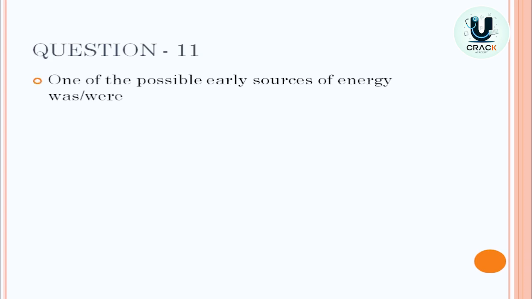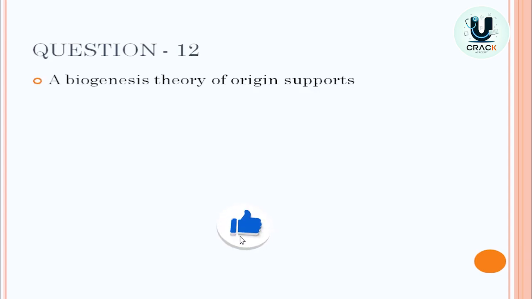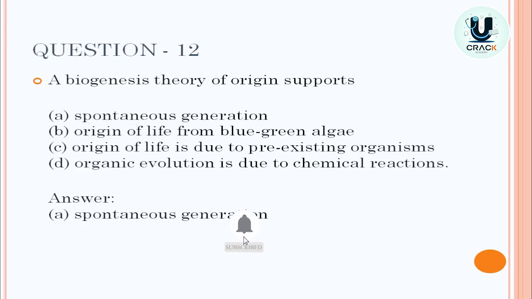Question number 11. One of the possible early sources of energy was A. CO2, B. Chlorophyll, C. Green plants, D. UV rays and lightning. Answer D. UV rays and lightning. Question number 12. Biogenesis theory of origin supports A. Spontaneous generation, B. Origin of life from blue-green algae, C. Origin of life is due to pre-existing organism, D. Organic evolution is due to chemical reaction. Answer A. Spontaneous generation.